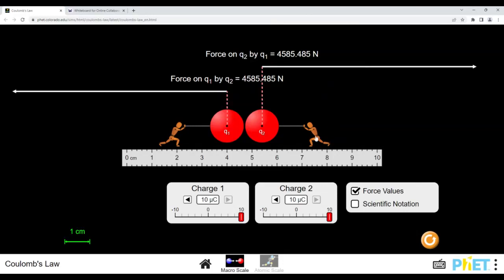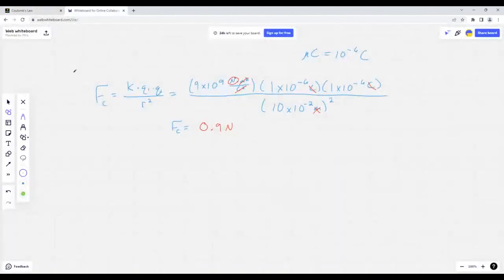And notice in the animation, these robots or mannequins or whatever now have to push really hard to keep these things next to each other because they want to repel and push apart. So I thought that was a nice touch in the simulation. So it looks like the maximum force from this is 4,585.485 newtons.